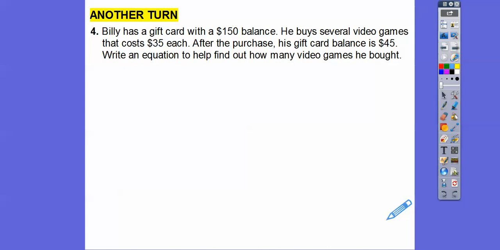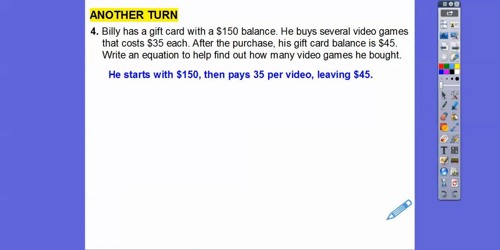Billy has a gift card with $150 balance. He buys several video games that cost $35 each. So remember, he starts at 150 and then he starts spending money, so we're going to take that off of the 150 balance on the gift card. So after the purchase, his gift card balance is $45. So it's going to equal $45 at the end. So write an equation to help find out how many video games he bought.